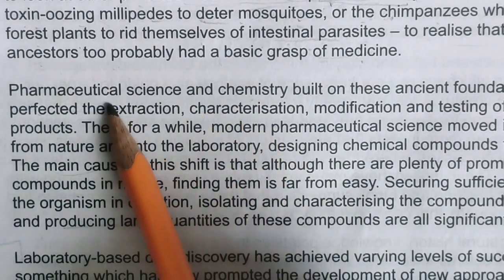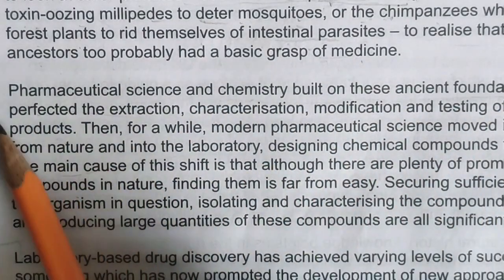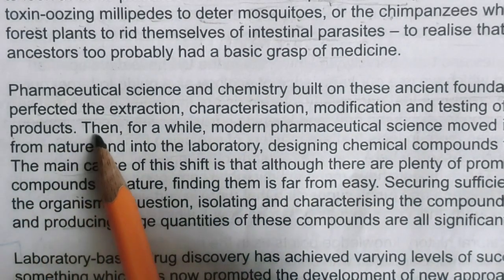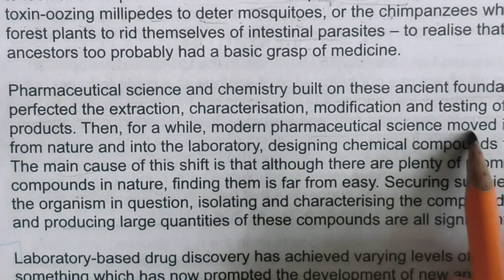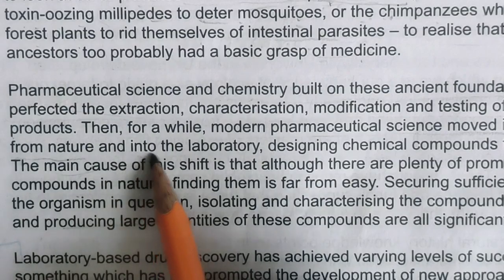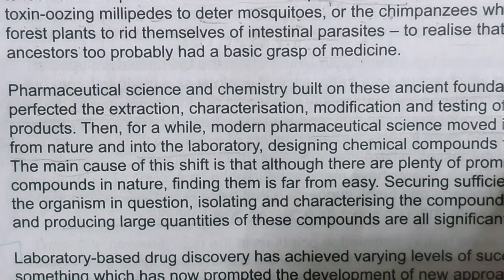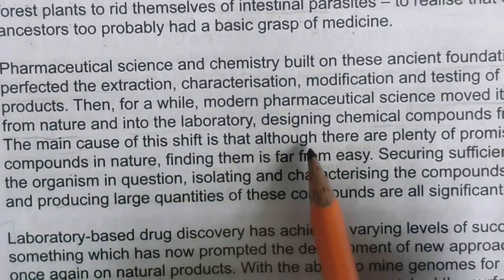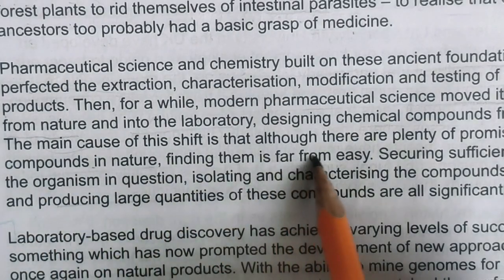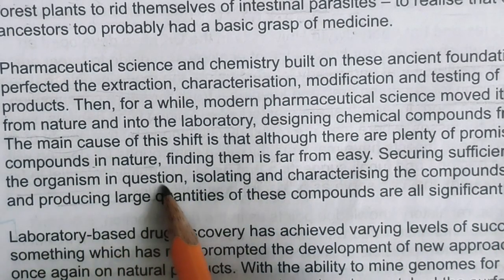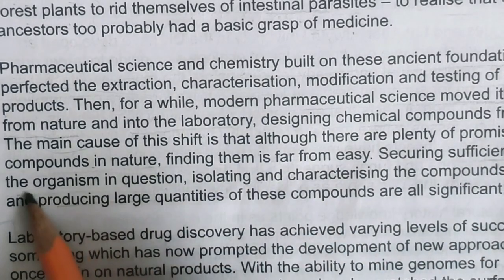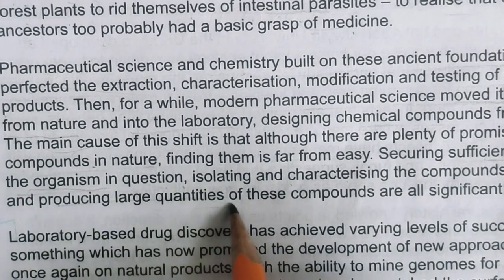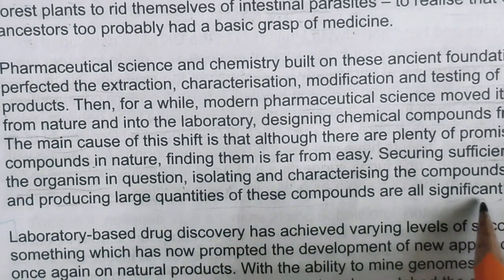Pharmaceutical science and chemistry built on these ancient foundations and perfected the extraction, characterization, modification and testing of these natural products. Then for a while modern pharmaceutical science moved its focus away from nature and into the laboratory, designing chemical compounds from scratch. The main cause of this shift is that although there are plenty of promising chemical compounds in nature, securing a sufficient number of the organisms in question, isolating and characterizing the compounds of interest, and producing large quantities of these compounds are all significant hurdles.